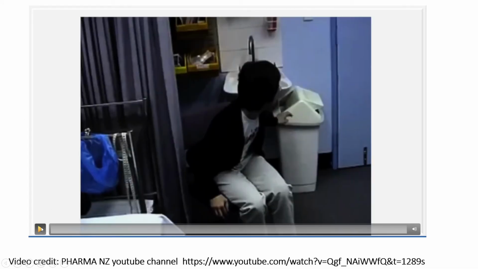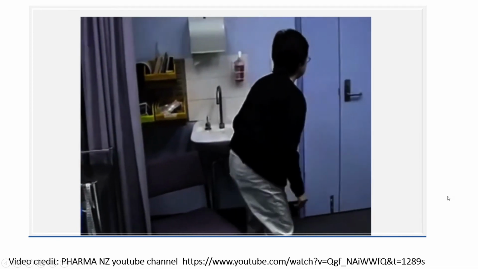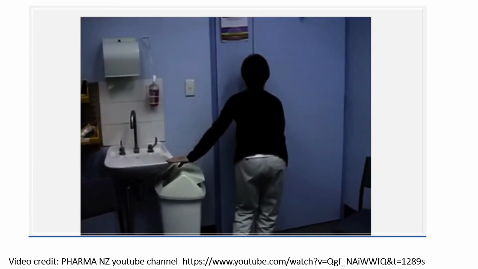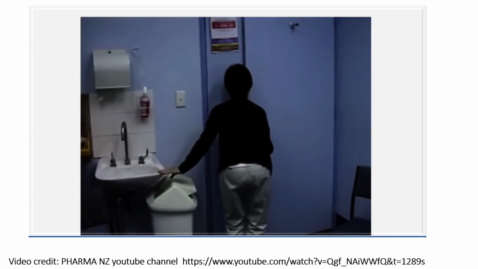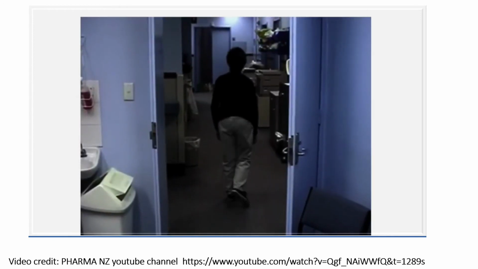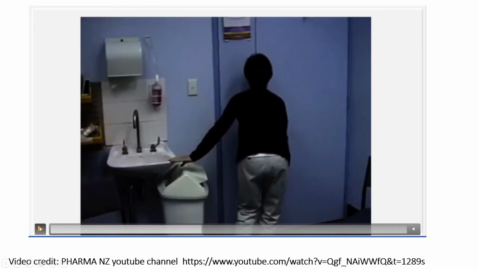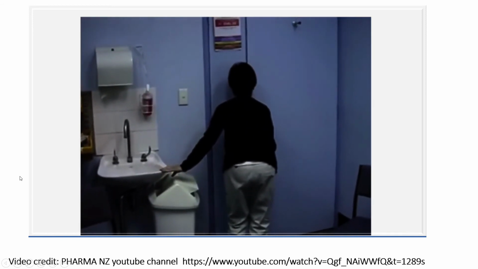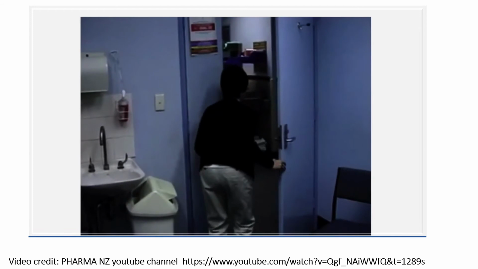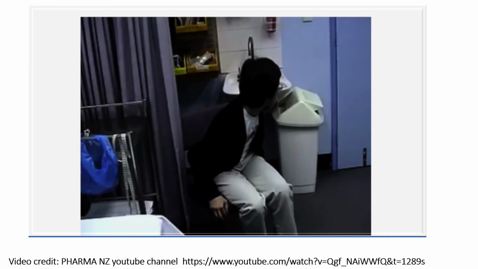So let's see what is happening in this video. As you can see, the patient is told to get up, open the door, and go outside, and she is doing it very slowly. She takes a lot of time to open the door. She has a stoop posture and a kind of festinating gait, right? Okay, so this is nothing but a bradykinetic movement. It's a slowness of the movement, right?